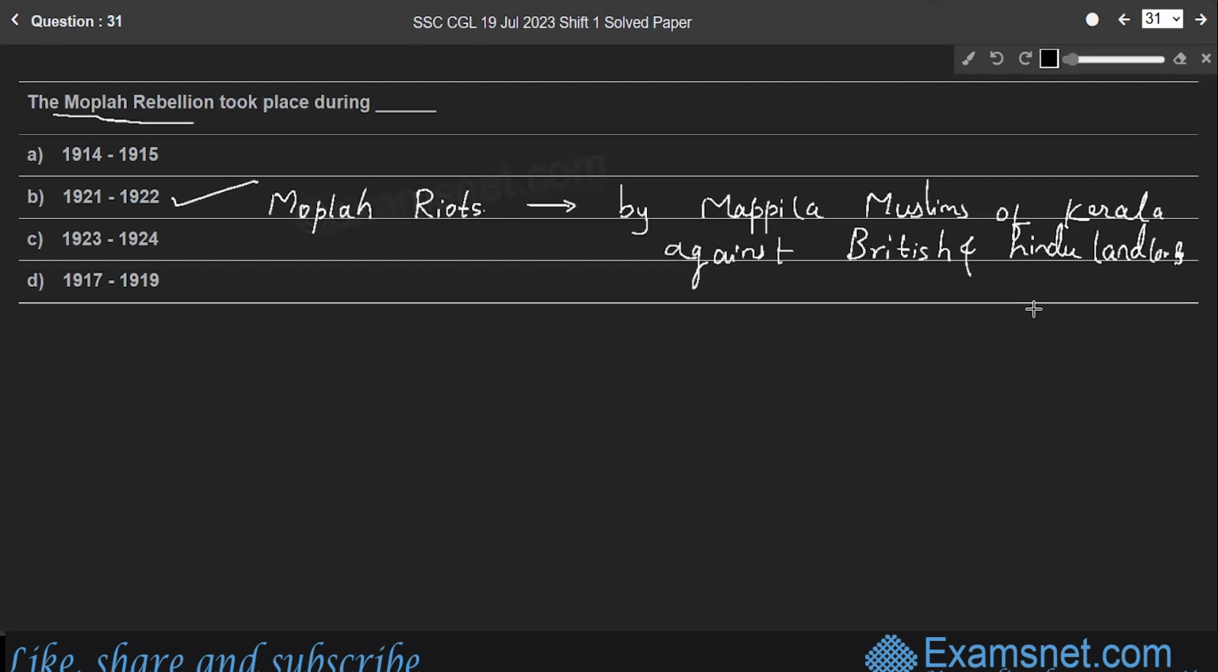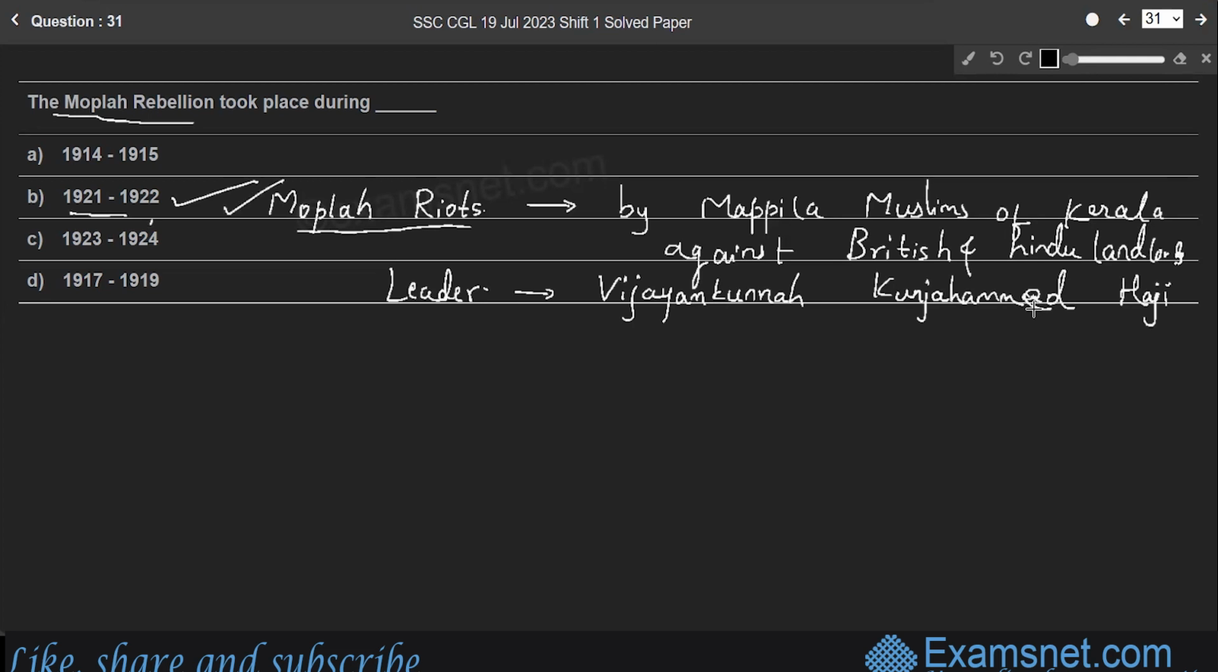The leader was Variyamkunnath Kunjahammed Haji. So the Mopla rebellion, or Mopla riots, took place in 1921 to 22. So option B is the right answer.